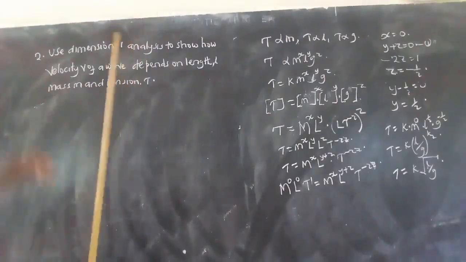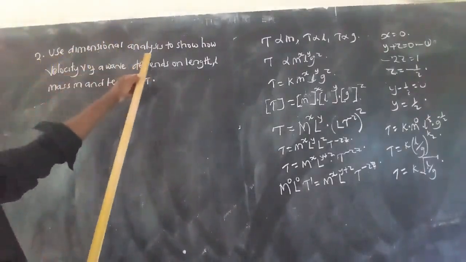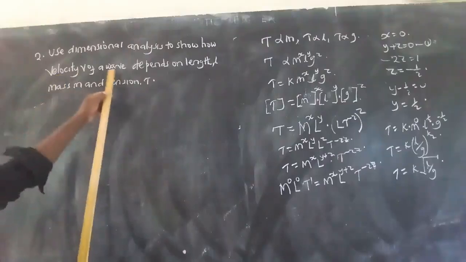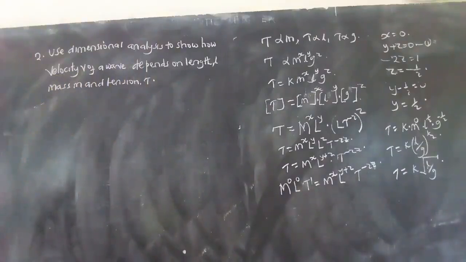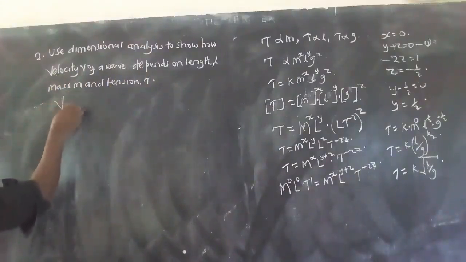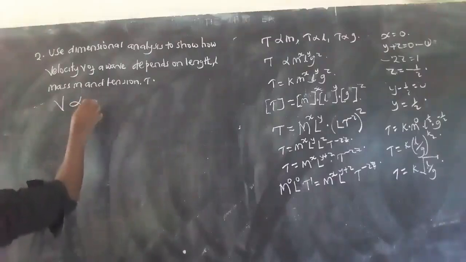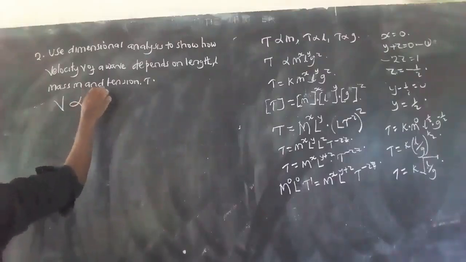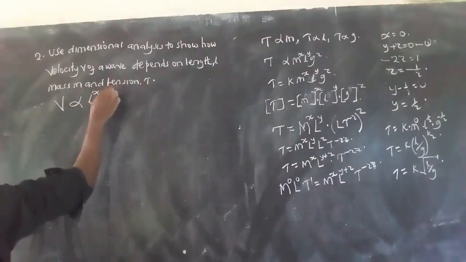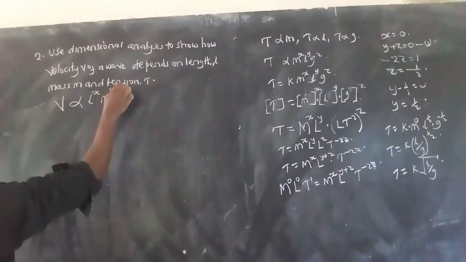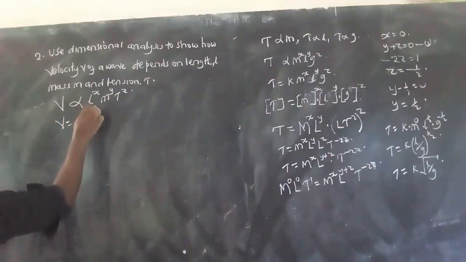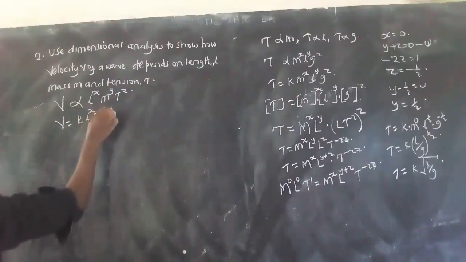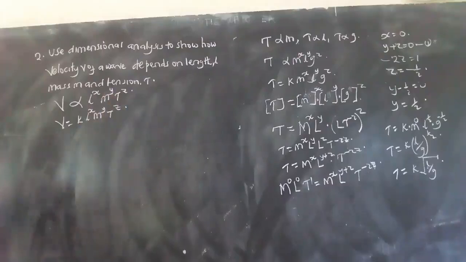Now we look at number 2. Use dimensional analysis to show how the velocity of a wave depends on length, mass, and tension. So here we say that the velocity v is proportional to length to power x, mass to power y, tension to power z. So velocity v is equal to a constant times L to power x, m to power y, T to power z. We are going to use dimensional analysis to get the values of x, y, and z.